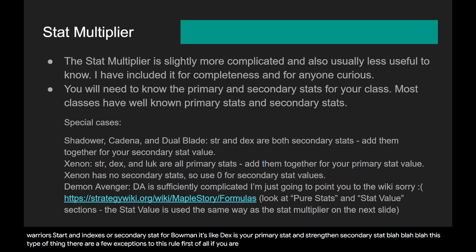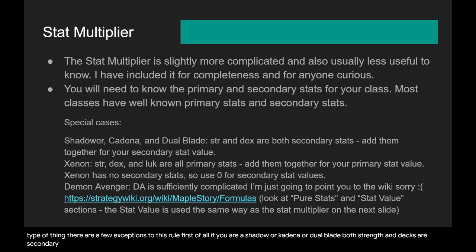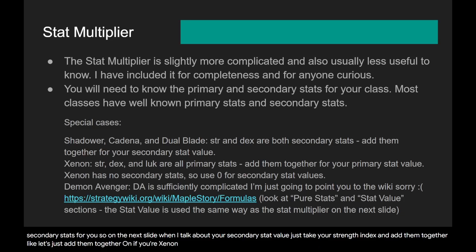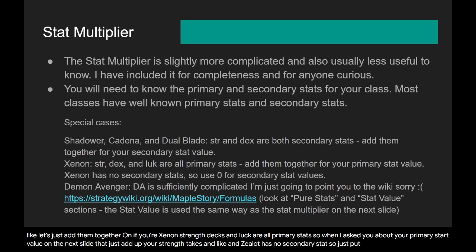First of all, if you are a Shadower, Cadena, or Dual Blade, both strength and dex are secondary stats for you. So on the next slide, when I talk about your secondary stat value, just take your strength and dex and add them together. Xenon, if you're a Xenon, strength, dex, and luck are all primary stats. So when I ask you about your primary stat value on the next slide, just add up your strength, dex, and luck. And Xenon has no secondary stats, so just put 0 for that.